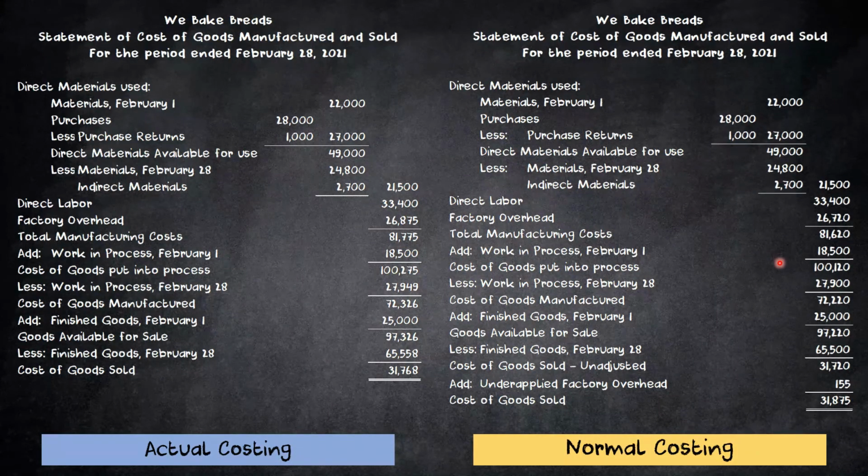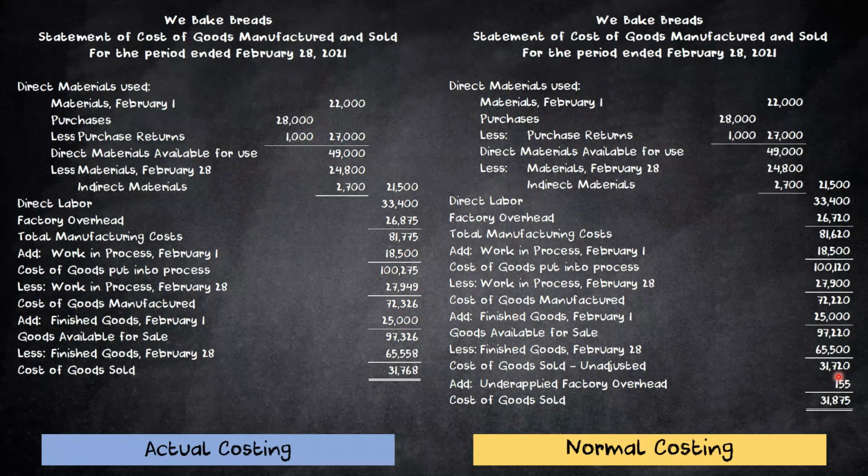Tapos, same process lang ulit. Magkakaiba lang ulit sa ating ending ng work in process. Kasi iba na yung cost ni job 403 niyan. Iba na rin ang ating cost of goods manufactured kasi iba na rin yung cost ni job 401 and 402. Tapos, same process ulit. Siyempre, magkakaiba na rin sa ating ending finished goods kasi iba na rin yung cost ni job 402, di ba? Tapos, ang magiging cost of goods sold natin at the end is 31,720. Ito yung cost ni job 401. Pero this is still unadjusted.